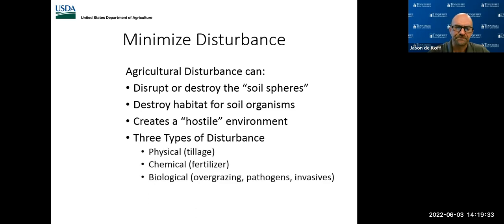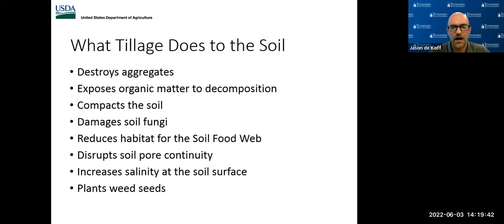And so there are three different types of disturbance that we can think of that can cause some of these issues to occur. They're physical, chemical, and biological. On the physical side, the biggest one is tillage. Tillage can have a lot of negative impacts on the soil. You can see all those that are listed here. Thankfully, in Tennessee, we do a lot of no-till, and that's a really good thing for the health of our soils.